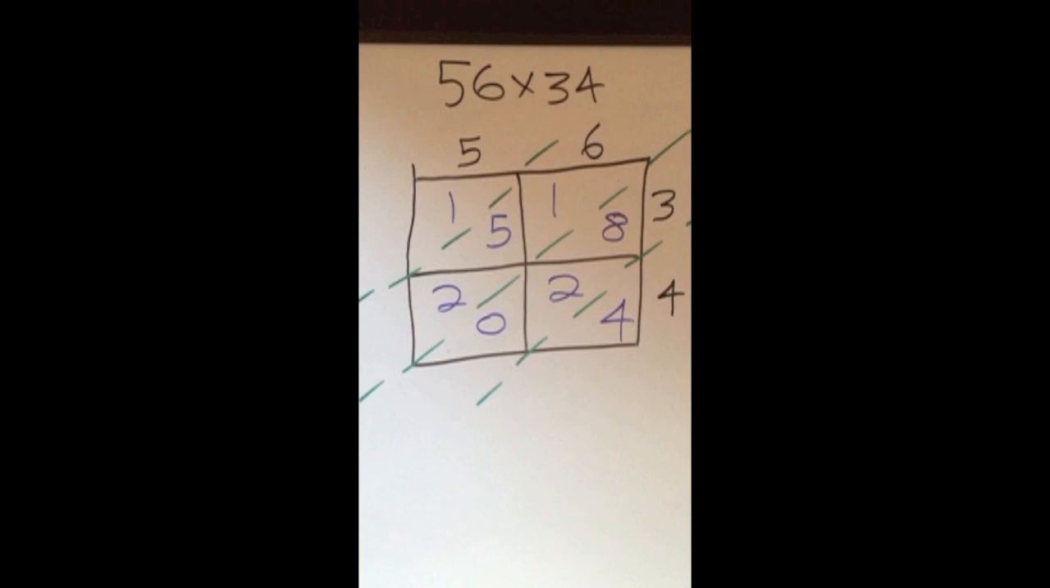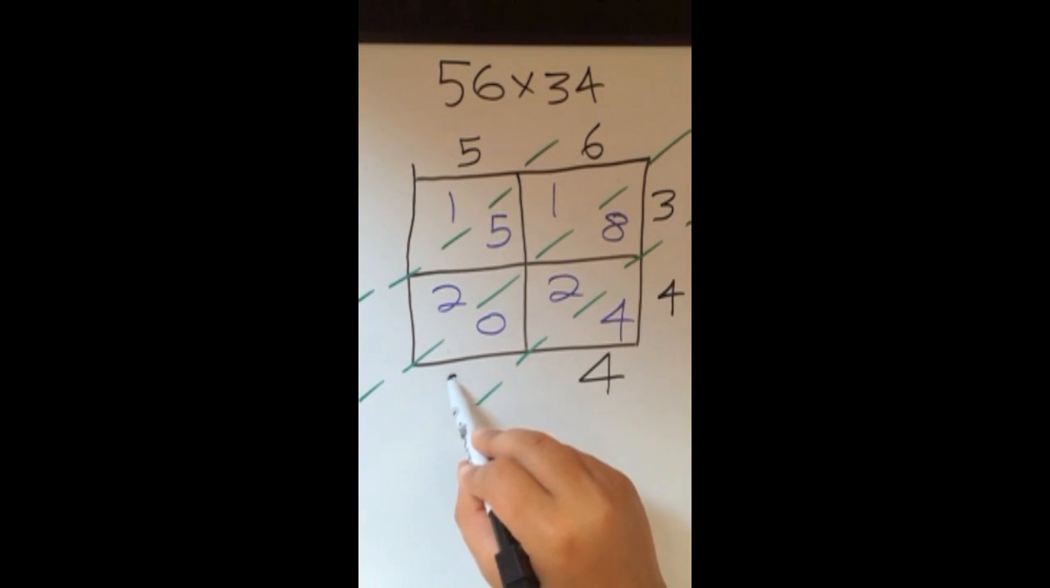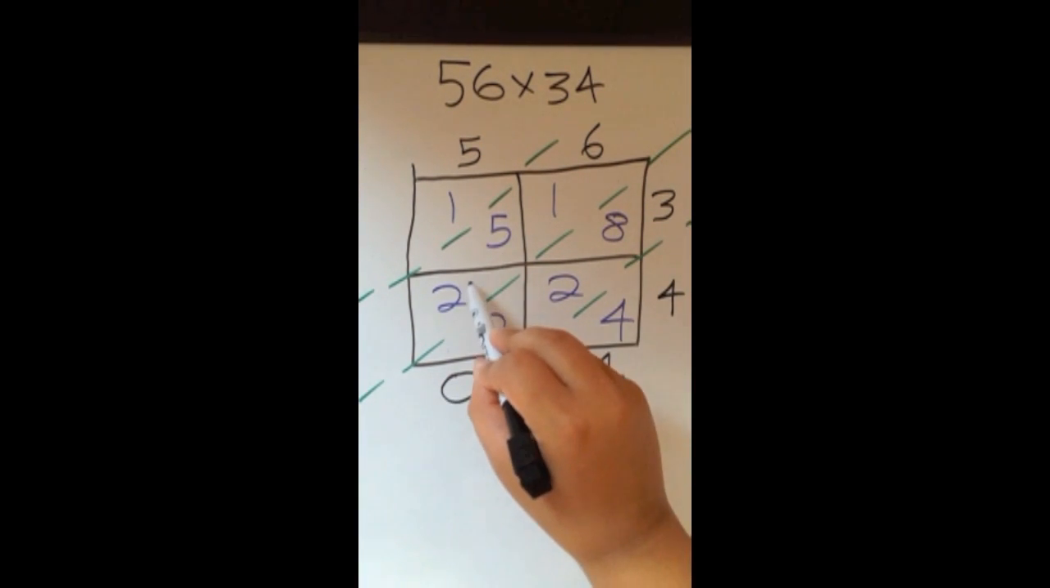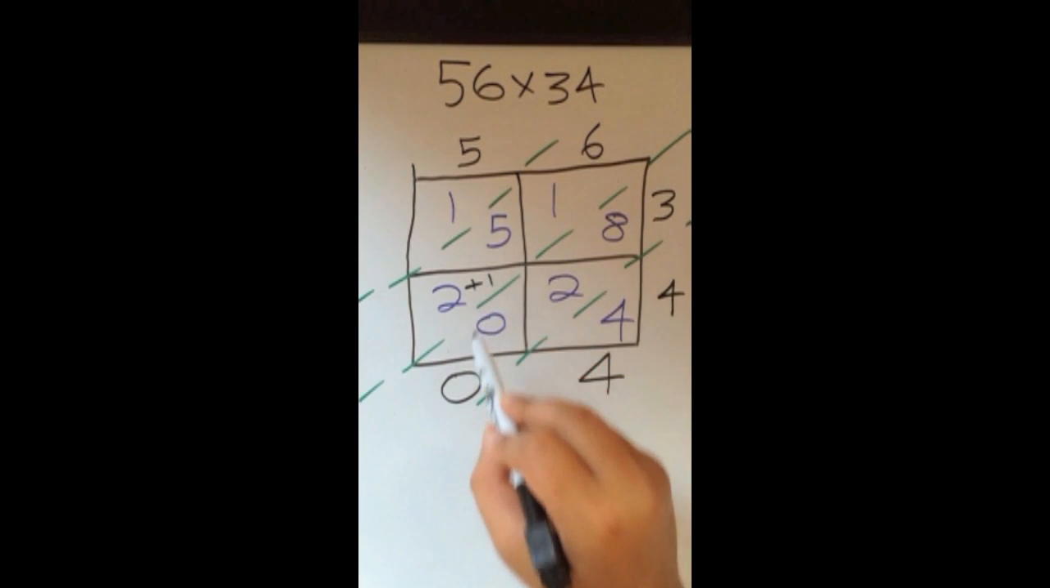Next, you'll need to add up the numbers in the areas denoted by the diagonals. In this area, the only number is 4, so you would just write 4. In this area here, you have the numbers 8, 2, and 0, which add up to 10. So you would put the 0 down there and carry the 1 to the next area.